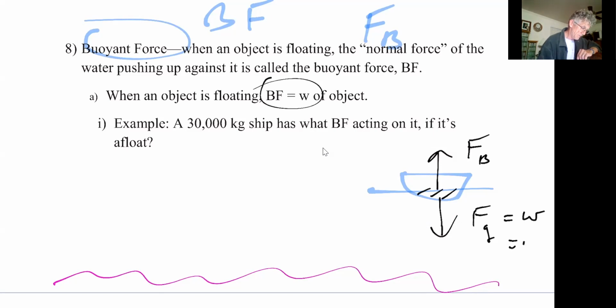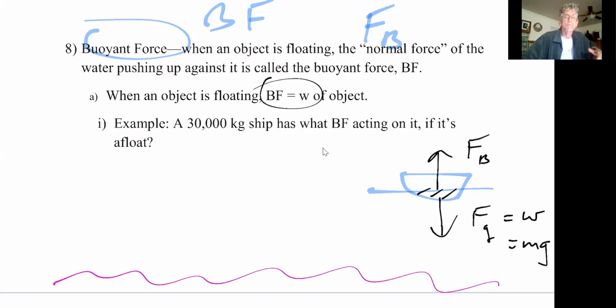I hope you remember that weight is equal to m times the acceleration due to gravity, or we call it the gravitational field. So you should remember that as well.